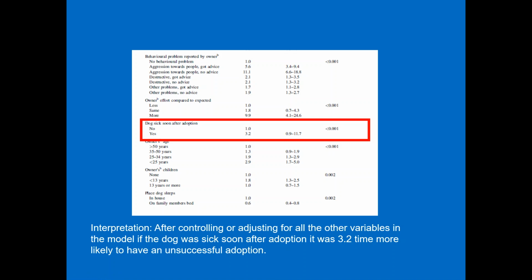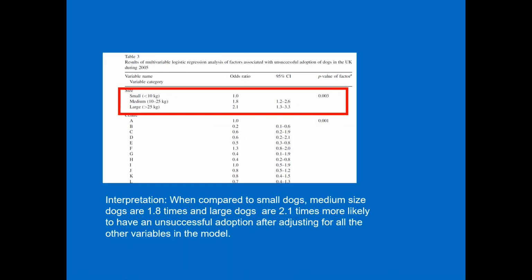But the other key point in this is that we have an odds ratio of 3.2, and this is after adjusting for everything else in the model. So that means that we've considered owner's age, whether there were children, behavioral problems, everything that you see in the table, and they'll normally show the whole model, has been adjusted for or controlled for, might be another word that you'll see.